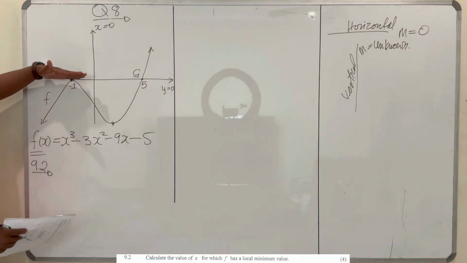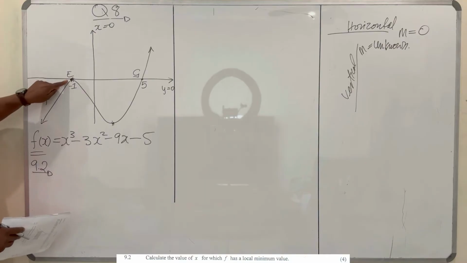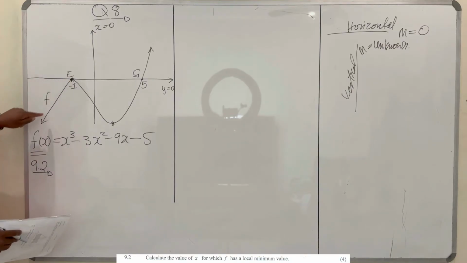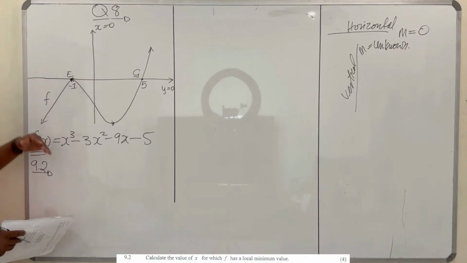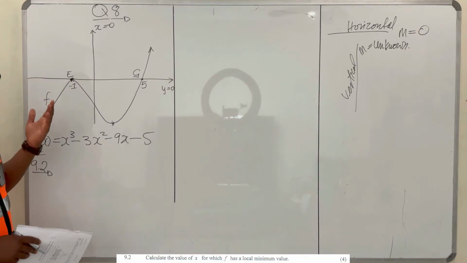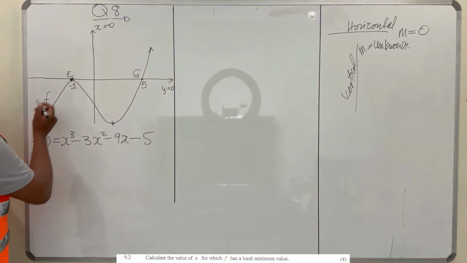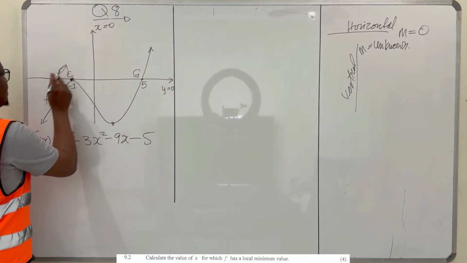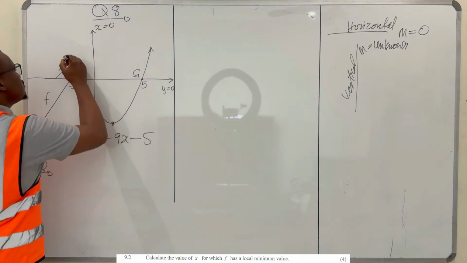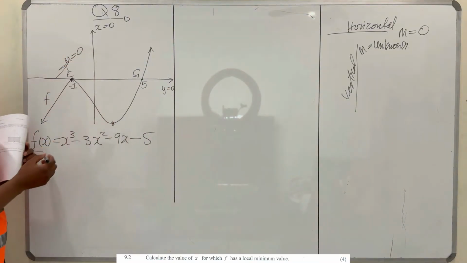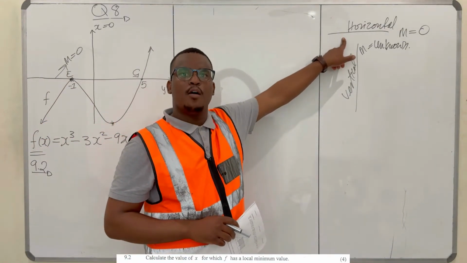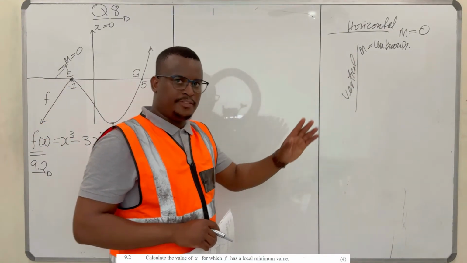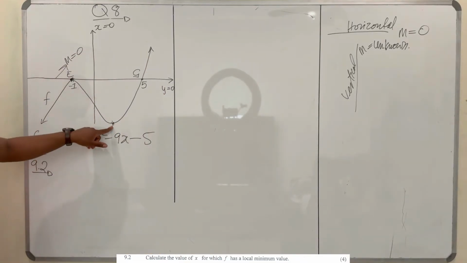Look at what is happening here. The x-axis is a tangent to this function. It is just touching this function at that point, right? No problem. So the reason I'm telling you this is that at this point, the x-axis is horizontal. So the gradient of the x-axis is 0, because it is horizontal. It has the same orientation as that line. Fine. Let's come back to this one.